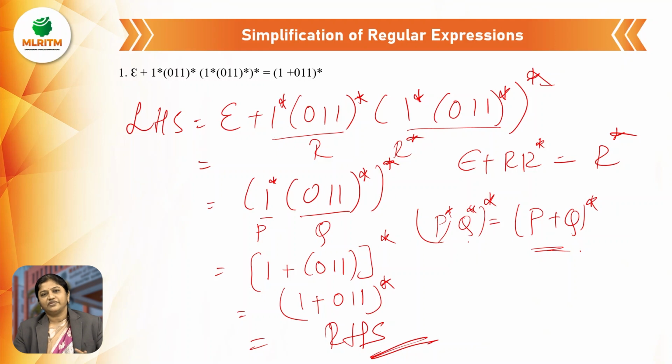In the previous problem, we just used epsilon plus R star is nothing but equal to R star, but we have taken one more example here with epsilon plus R star as well as P star Q star. See here, this is R star. We have got this expression, and again we need to simplify this, right? We can simplify this using which identity? P star Q star whole star. What does that identity say? P star Q star whole star is nothing but equal to P plus Q whole star. So here 1 plus 0 1 1 whole star. So this is nothing but equal to RHS.